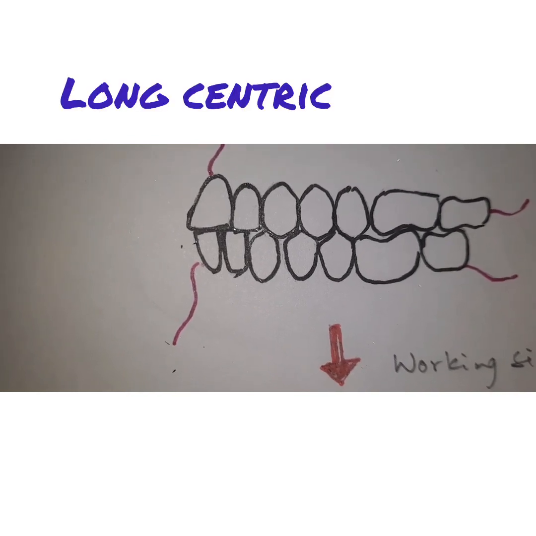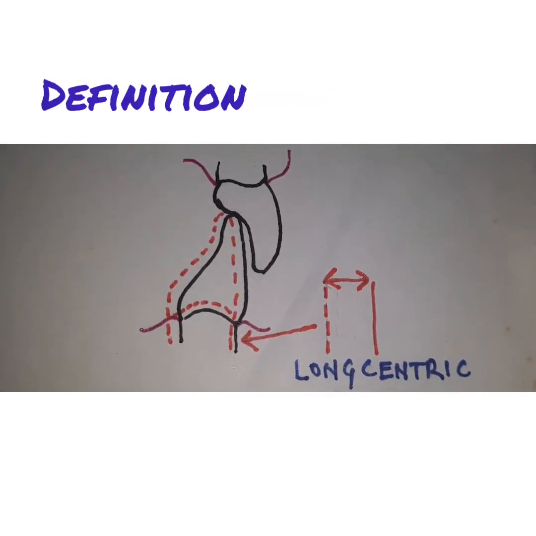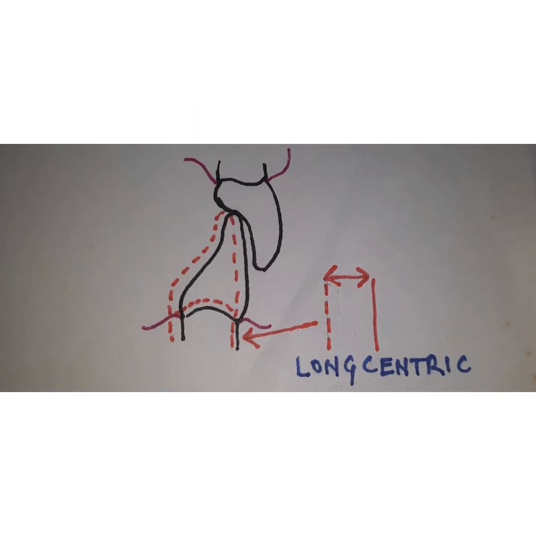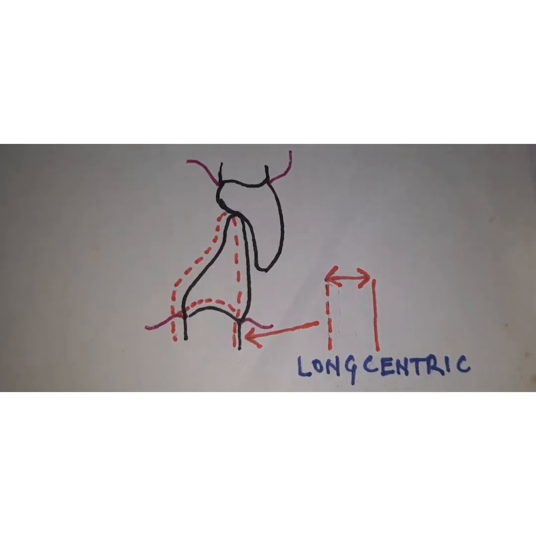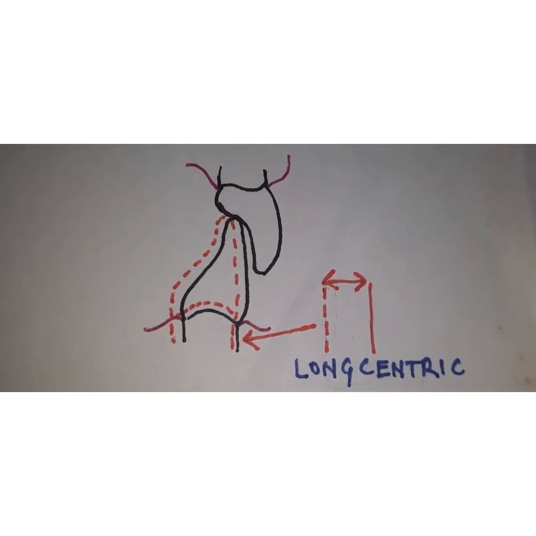Now, what is long centric? By definition, long centric is the freedom to close the mandible either into centric relation or slightly anterior to it without varying the vertical dimension at the anterior teeth.